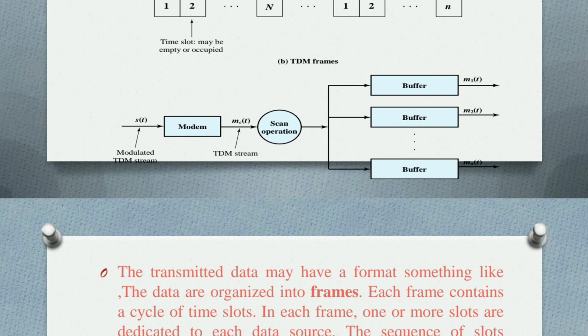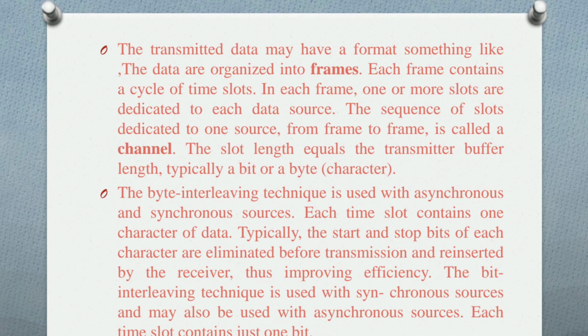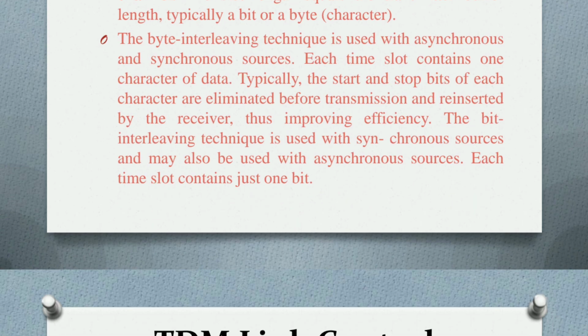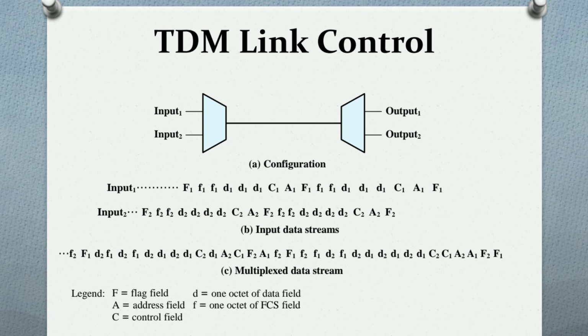Here we scan the operation, and each frame may be divided, saved in a different buffer, and delivered to the channel. The transmitter frame will contain the interleaving techniques. Typically, start and stop bits are there. Receivers improve the efficiency, and the bit interleaving technique means the synchronized source may also be used to synchronize time slots with just one bit. And the last thing is TDM link control.